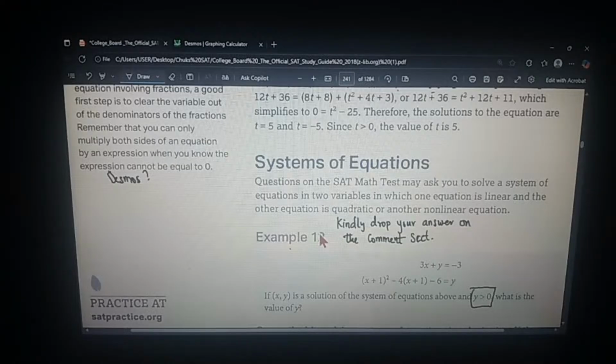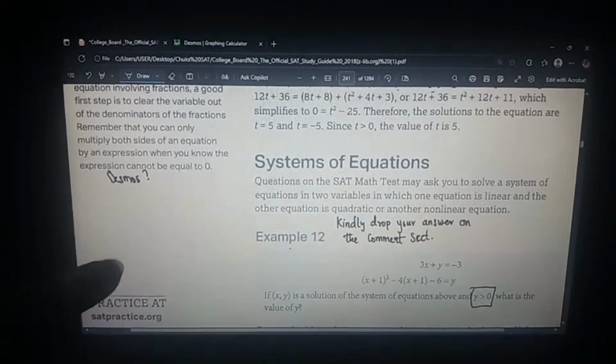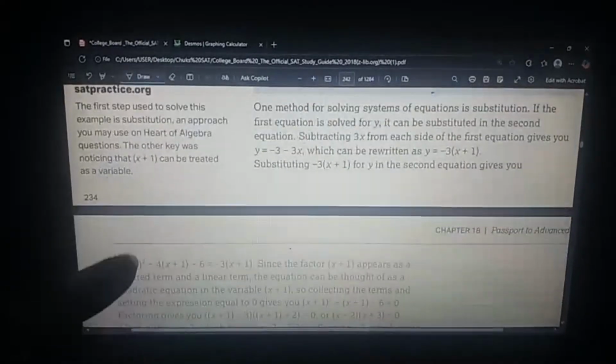So we are now moving on to the next question. That will be question 13.